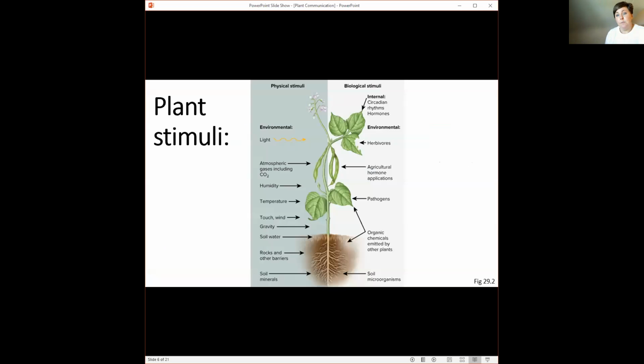We can divide the signals plants need to respond to into two types of stimuli, physical and biological. Physical stimuli would include things like light or temperature or atmospheric gases. Physical barriers like rocks that their roots need to grow around, and more. Biological stimuli would include hormones or signaling chemicals, maybe produced by other plants to convey a message, or maybe even attack by predators or pathogens. Let's discuss some examples of the most common types of stimuli a plant might encounter, starting with physical stimuli.